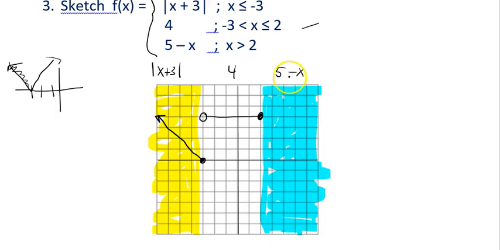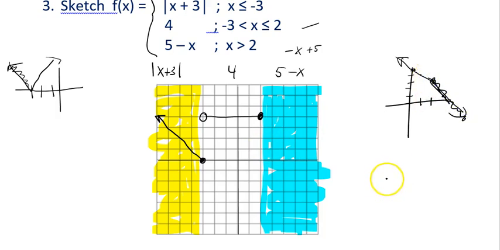Our third section is the line 5 minus x, which you could write as negative x plus 5. It has a slope of negative 1 and a y-intercept of 5. So if you were graphing that, you would have 1, 2, 3, 4, 5, slope of negative 1, down 1 over 1. It would look something like this. But we don't want the whole thing. What we want is from 2 on. So we just want this section here.